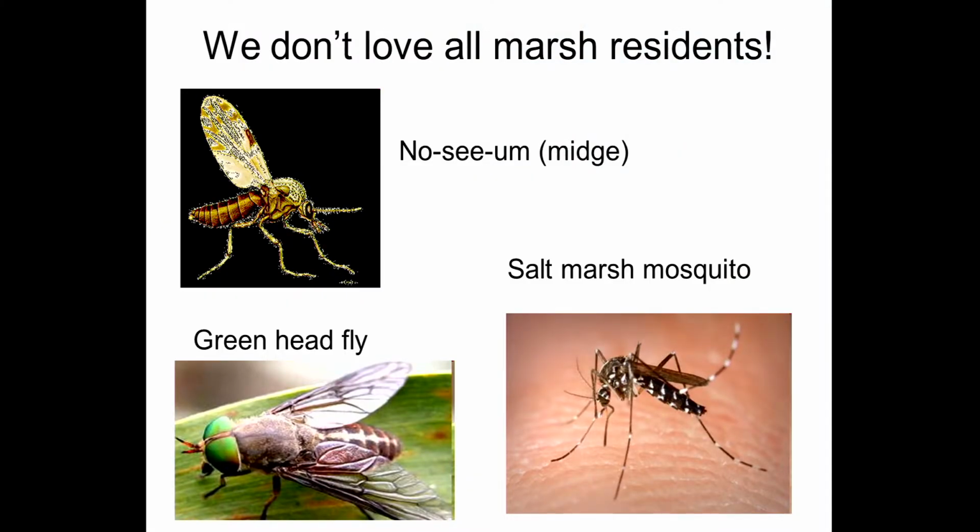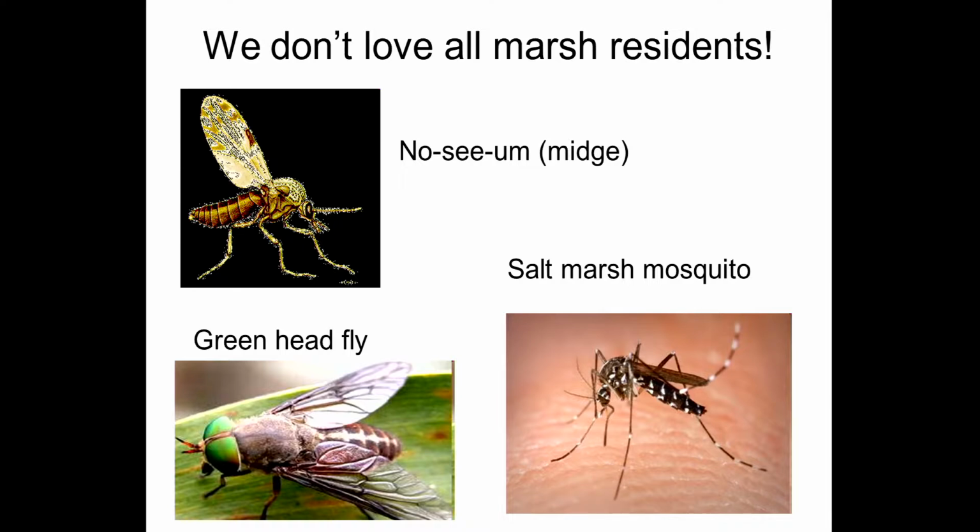And then there are some marsh residents we don't love quite so much. And when we run into them, we realize that maybe we're not the top of the food chain after all, and that they may be the top of the food chain.